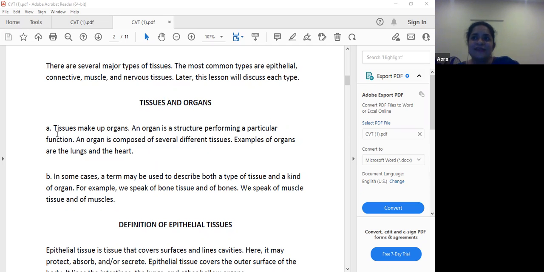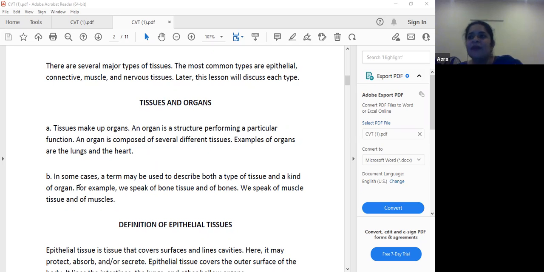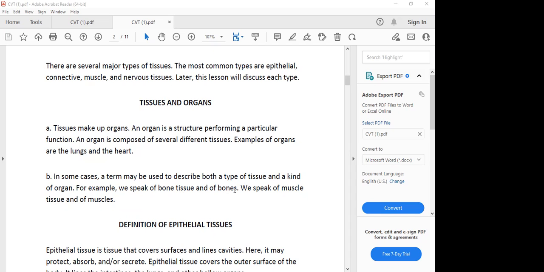Look at this. What is written? Tissues make up organs. So in some cases, a term may be used to describe both a type of tissue and a kind of organ. For example, we speak of bone tissue and of bones. We speak of muscle tissue and of muscles. Obviously, when we are talking about bones, there is bone tissue over there. Muscle tissue, muscle over there.